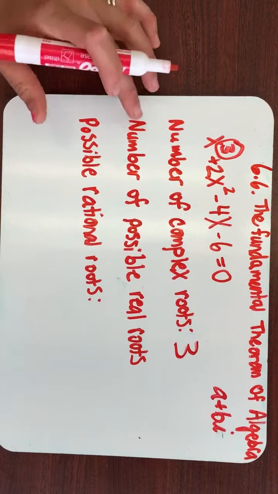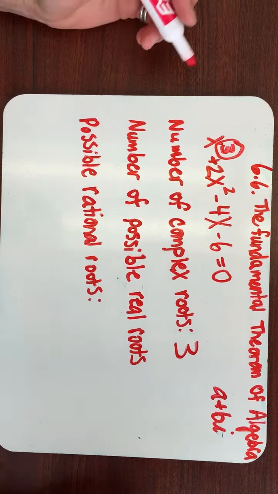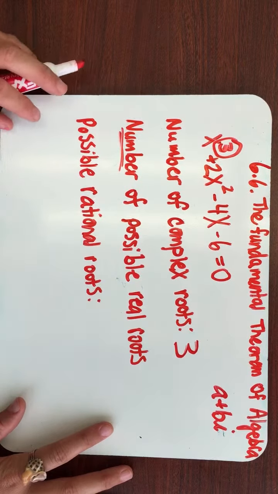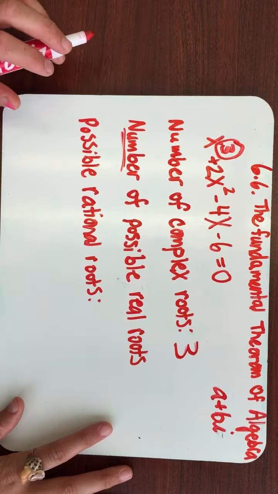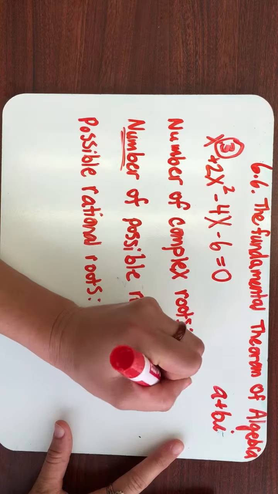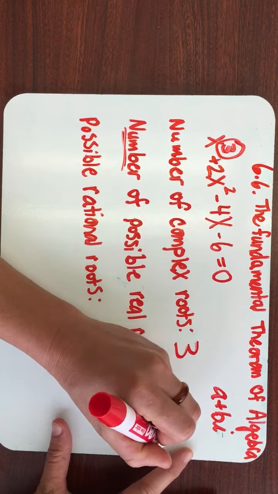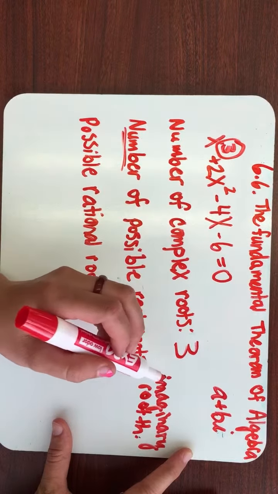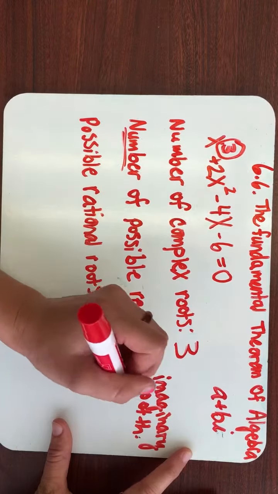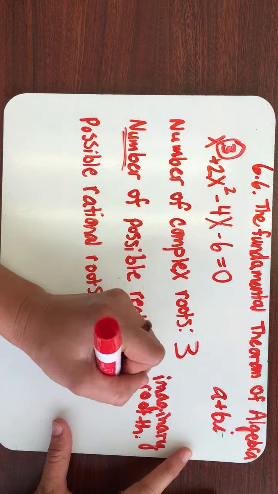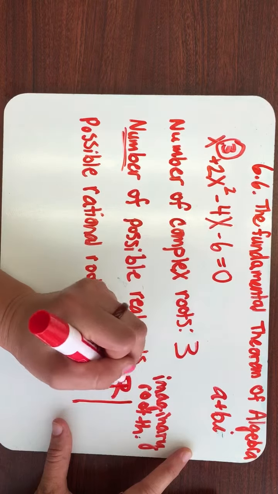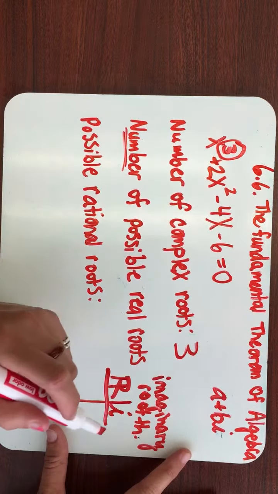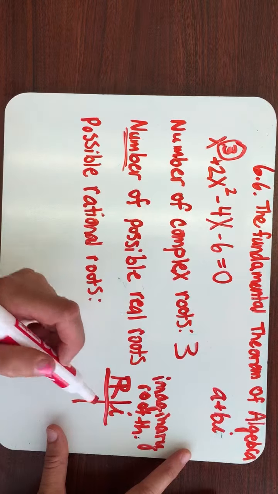The next thing is looking at the number of possible real roots. What that's doing is listing how many possible real roots we can have. From the imaginary root theorem, we know that we can only have an even amount of imaginary numbers. So we can make a little chart here to make this easier. This is a capital R with a line through it, meaning real numbers, and I for imaginary numbers. We can start off with the imaginary numbers and then fill in the real numbers.